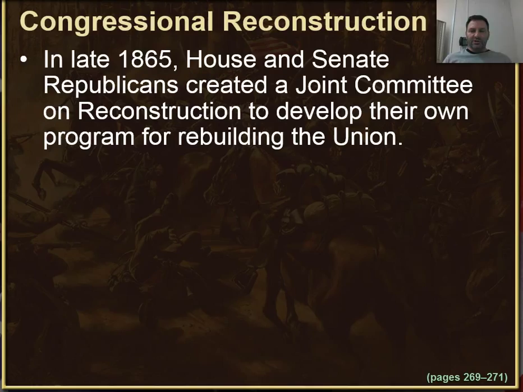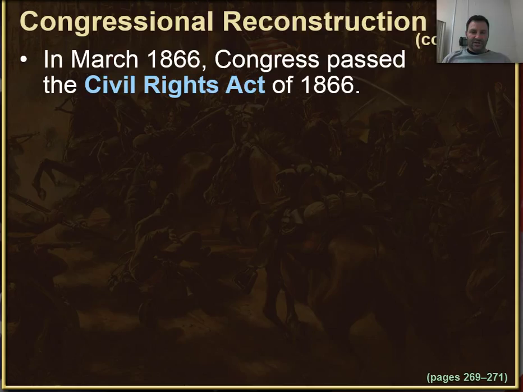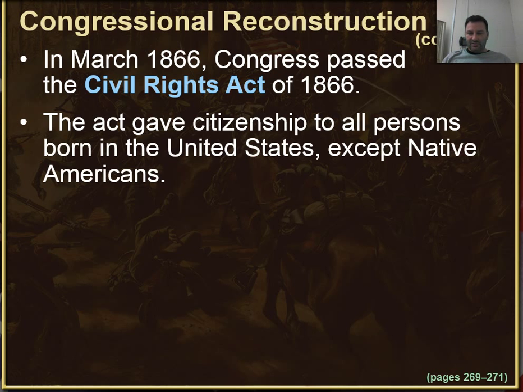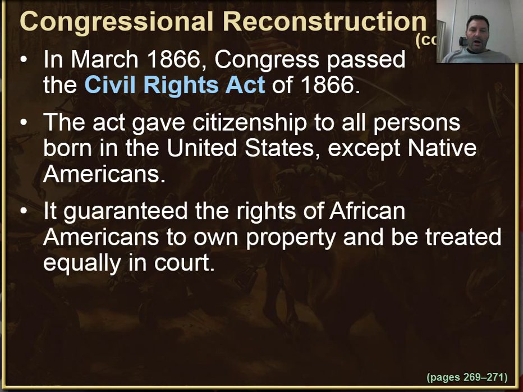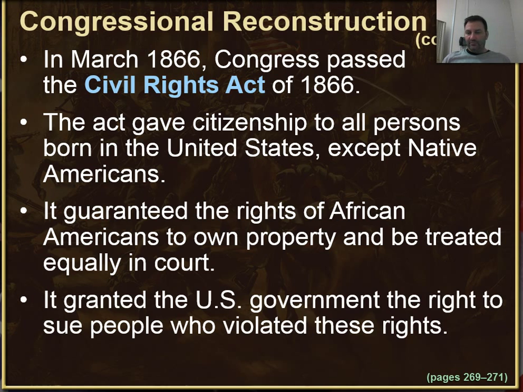All right. Congressional Reconstruction. In late 1865, the House and Senate Republicans created a joint committee on Reconstruction to develop their own program for the Union. In March 1866, Congress passed the Civil Rights Act of 1866. The act gave citizenship to all persons born in the United States except Native Americans. It guaranteed the rights of African Americans to own property and be treated equally in court. It granted the U.S. government the right to sue people who violated these rights.